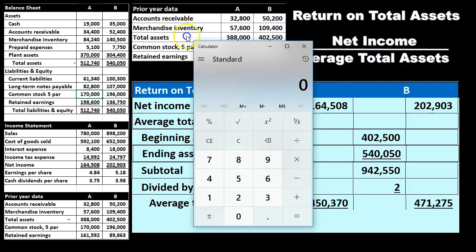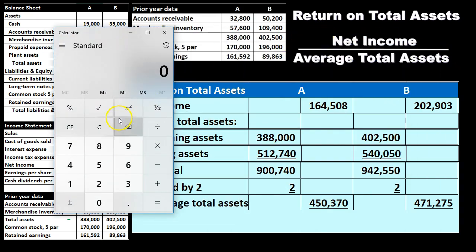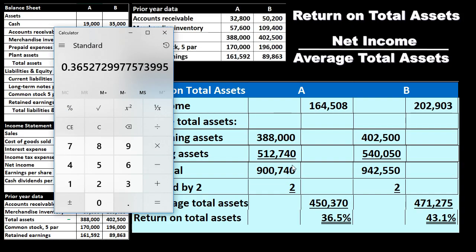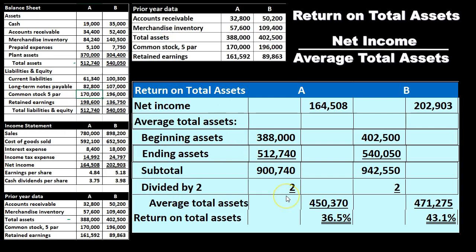Then we can finally do our calculation here as it's shown in our ratio, that being the 164,508 net income divided by the 450,370, or 0.36, or 36.5%. Remember that we're always going to have to basically be dealing with rounding. Many of these are not going to be even, and therefore rounding is going to be something we always have to consider and deal with.